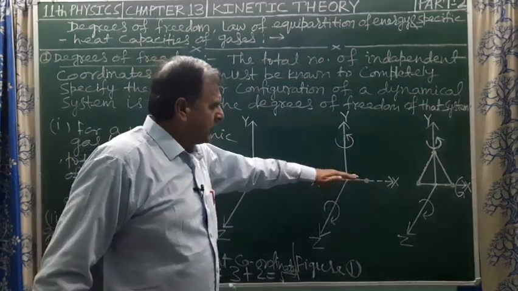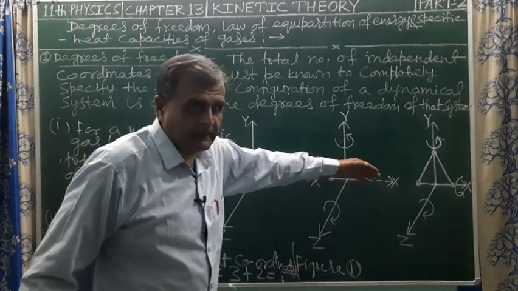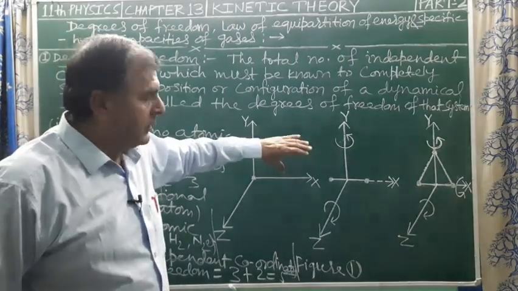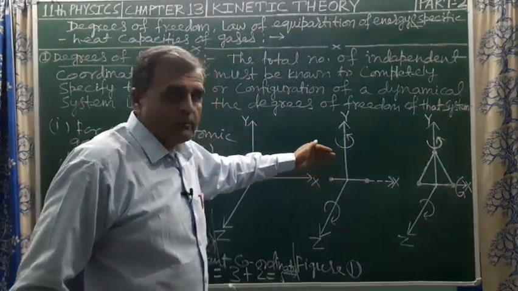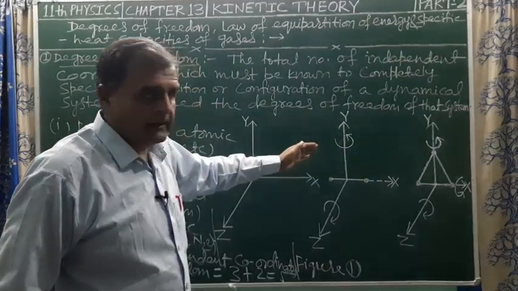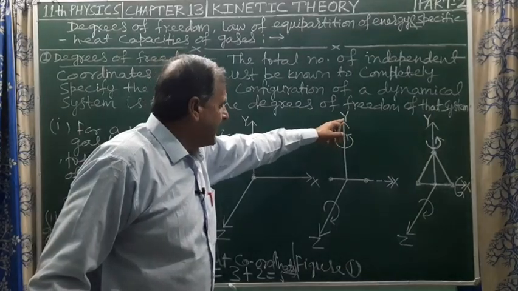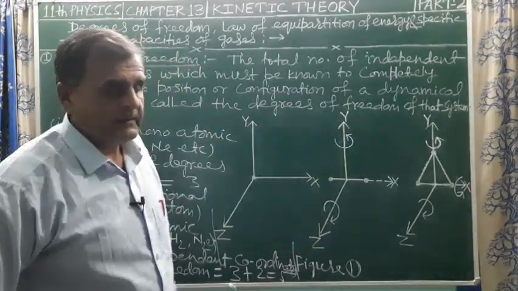A diatomic molecule cannot rotate about its axis. Suppose it is along the x-axis. So it cannot rotate along the x-axis, but it can rotate easily about two perpendicular axes, say the y-axis and z-axis, passing through its center of mass.